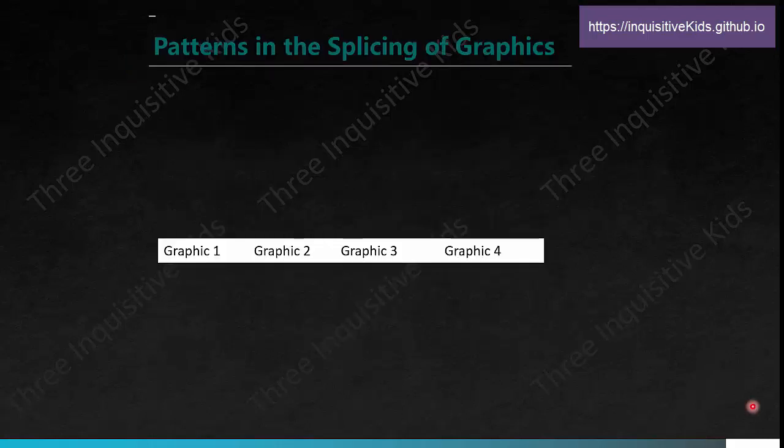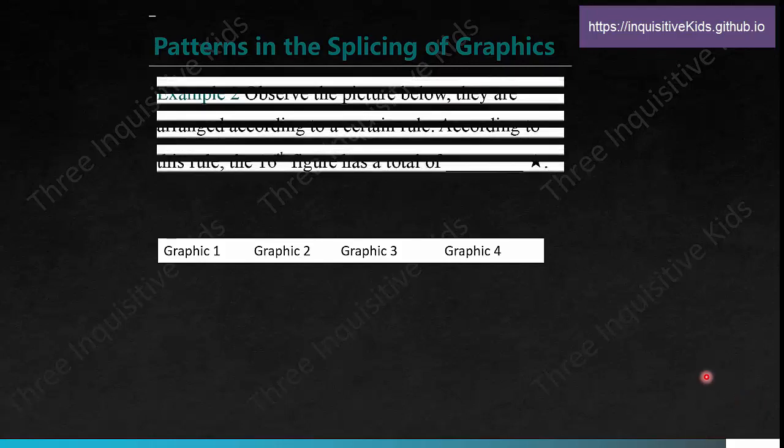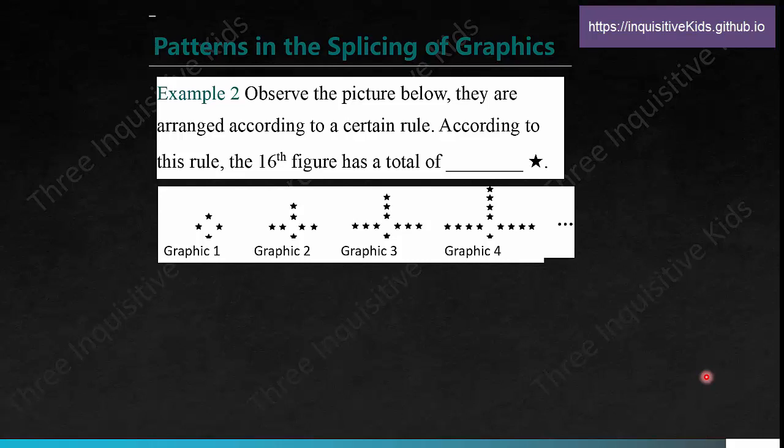Now let's look at the patterns in splicing of graphics. Example 2. Observe the pictures below. They are arranged according to a certain rule. According to this rule, the 16th figure will have a total of blank stars. So I want you to look at this for a moment. What is a pattern we can see among these stars? It's asking how many stars the 16th figure will have.